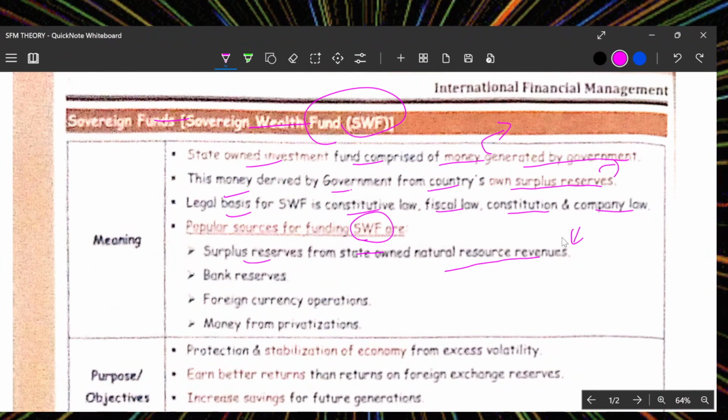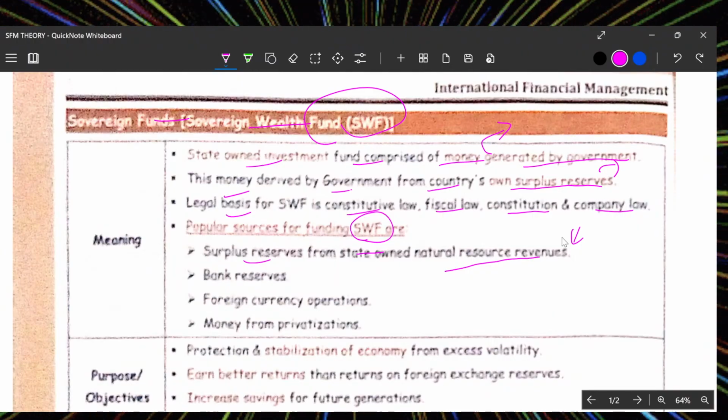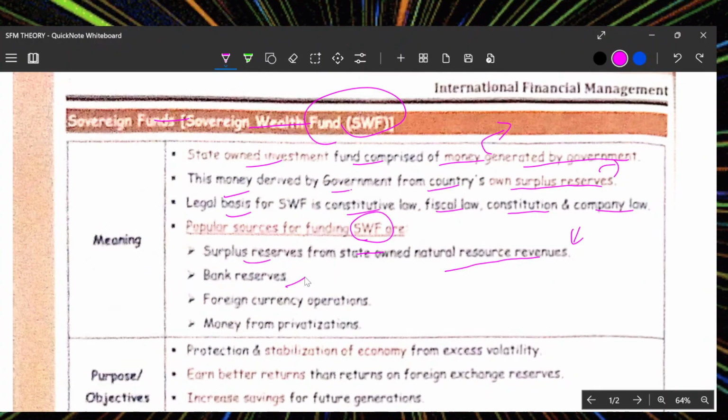When the budgeted income exceeds the actual expenses, or actual income exceeds the actual expenses, then a surplus is created. That surplus is the sovereign wealth fund. Bank reserves, money from foreign currency operations, and money from privatization. These are the sources of a sovereign fund.